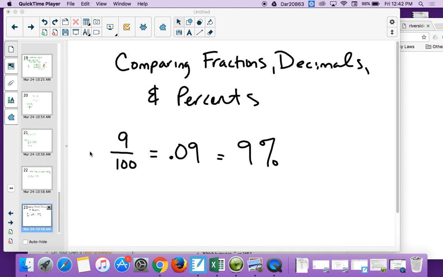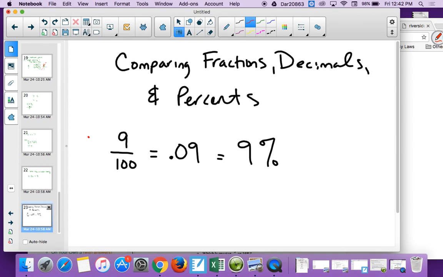All right, this lesson is about comparing fractions, decimals, and percents. The first thing I want you to look at is there's an example up here on the board right now. The 9/100ths, the fraction on the left. Notice the terminology I'm using right there: 9 being the numerator, the 100 being the denominator.